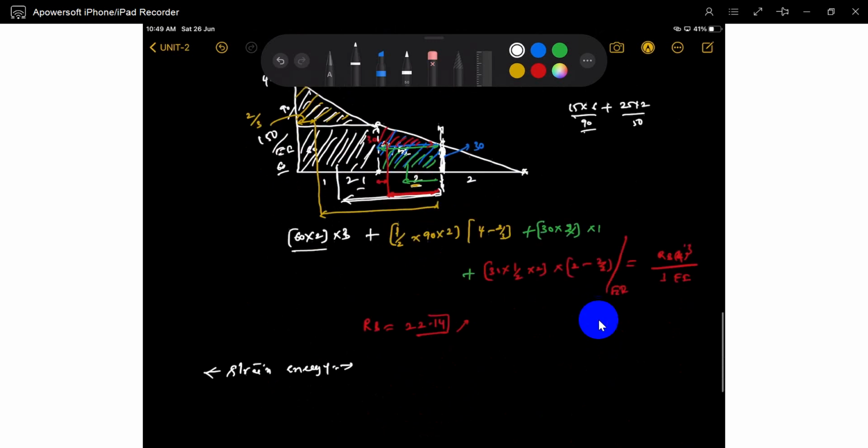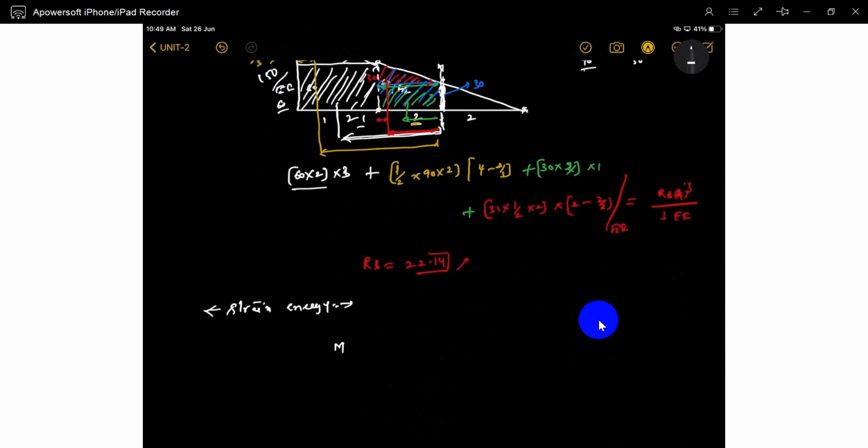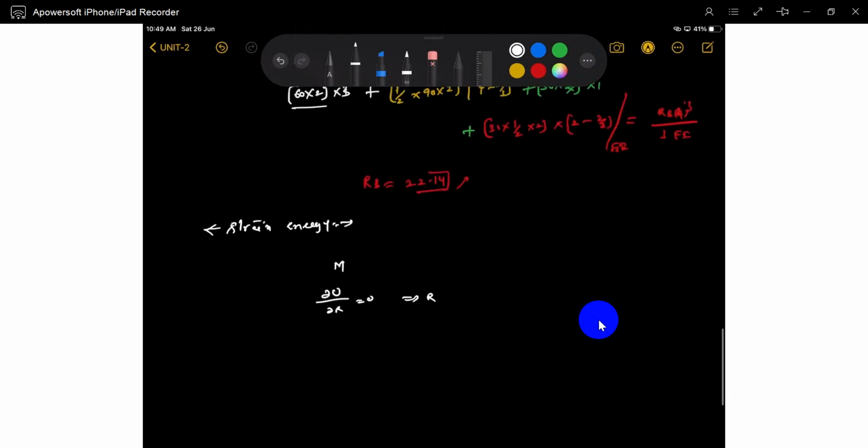So first we have to write the moment equation. If you write the moment equation, later choose dou M by dou R equal to 0, you will get R. Are you understood? You will get R. Strain energy method, dou M by dou R. See, not dou M by dou R, it's the strain energy, dou U by dou R. Dou U by dou R is equal to 0. Can you do it? Otherwise I will do.